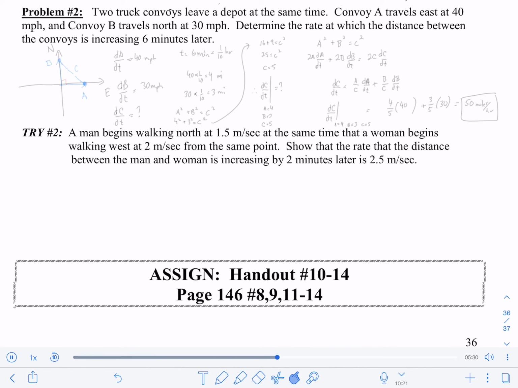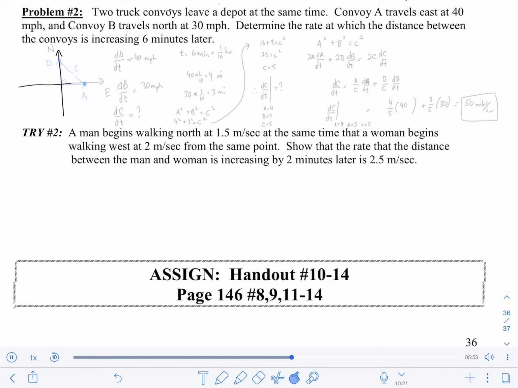Okay, time for another Pythagorean relationship related rates problem. If you can make a good drawing of this, you're going to be in much better shape. So we have two truck convoys that leave a depot at the same time. Convoy A travels east at 40 miles per hour. Convoy B travels north at 30 miles per hour.